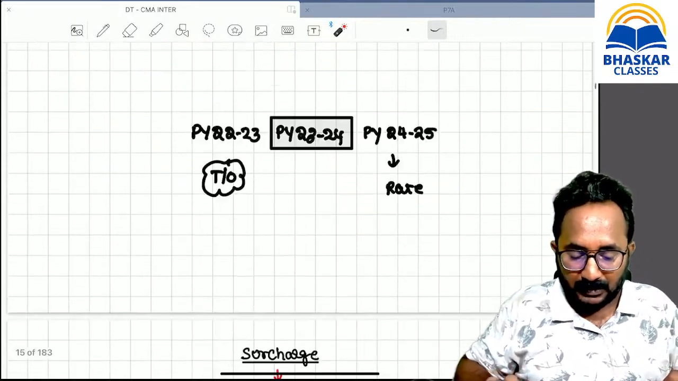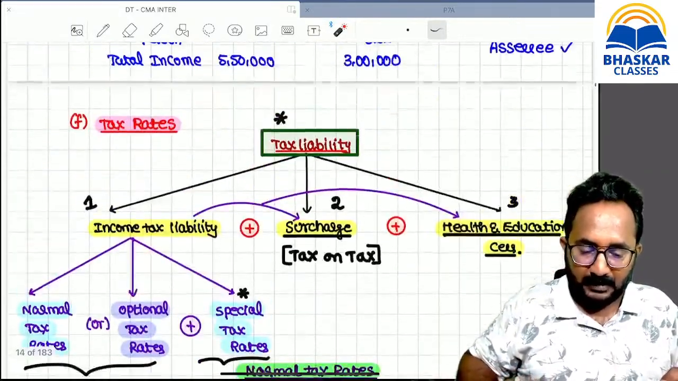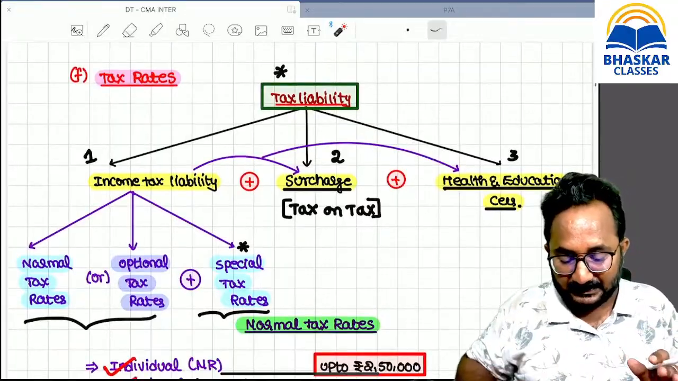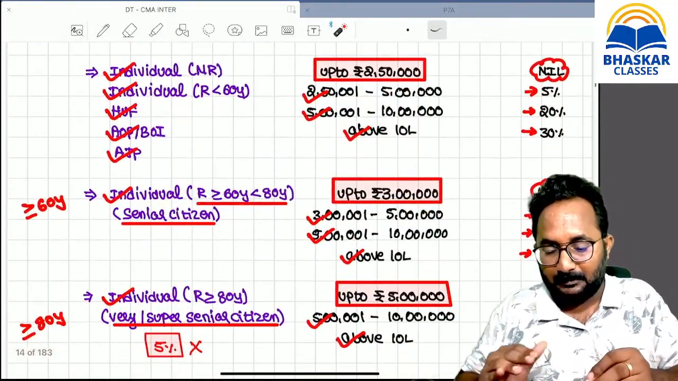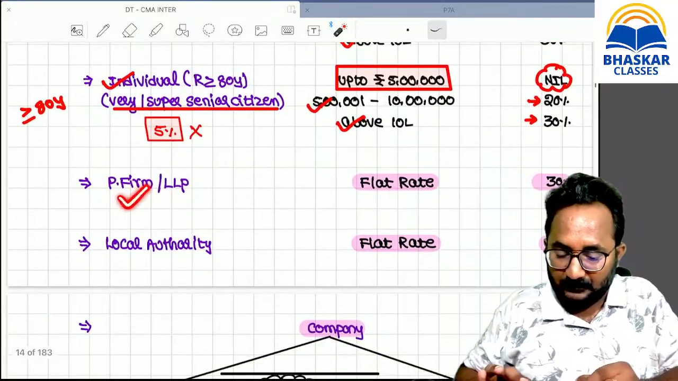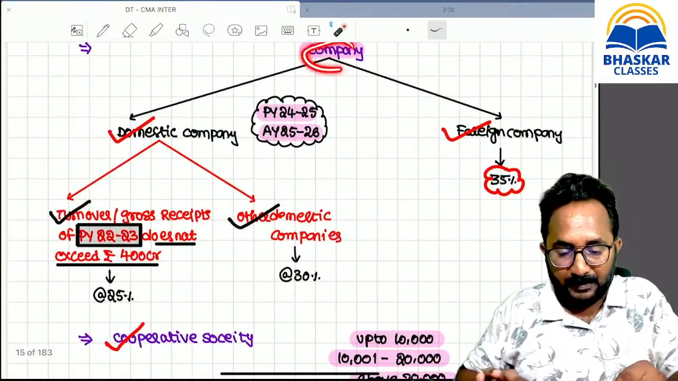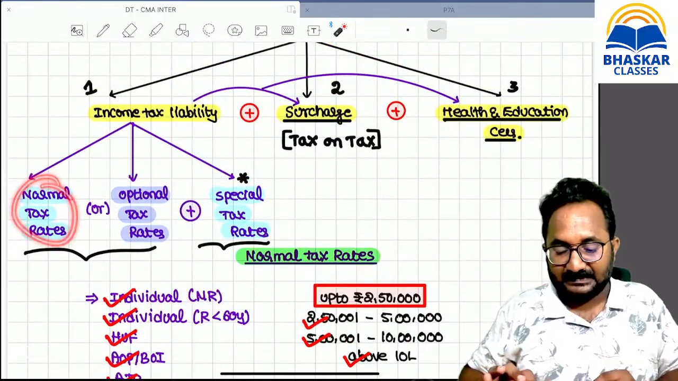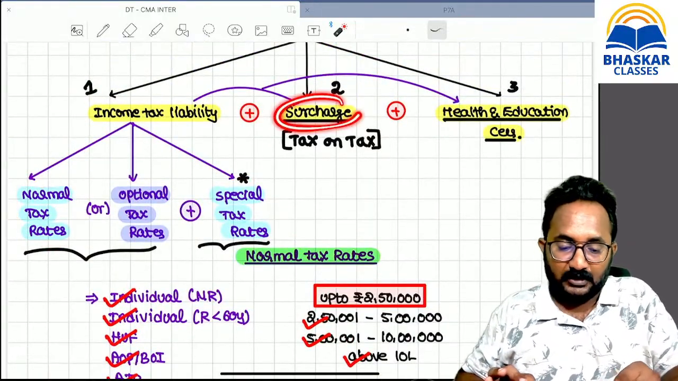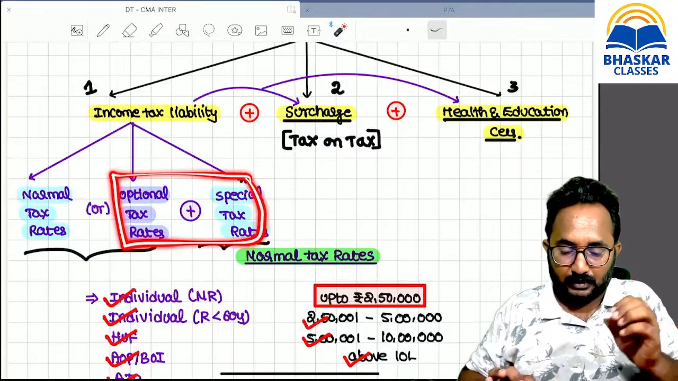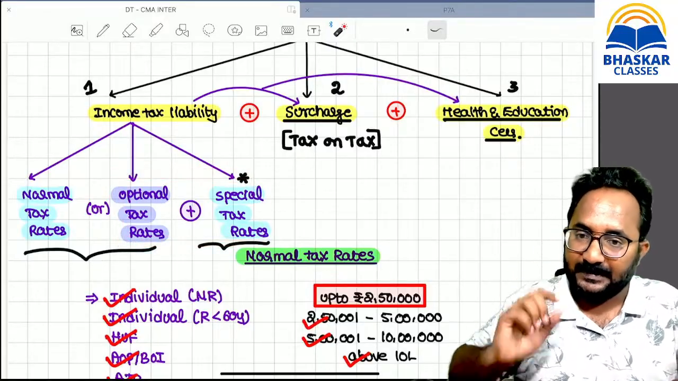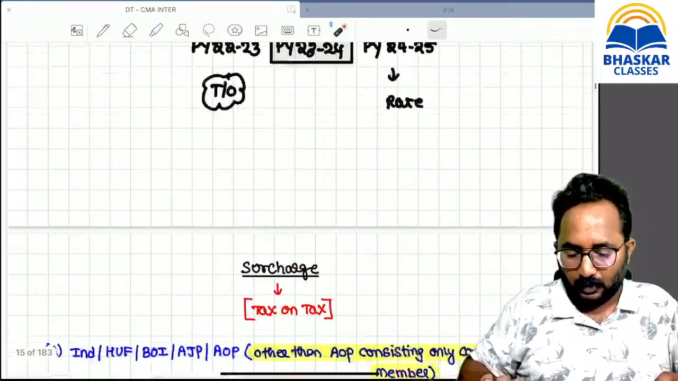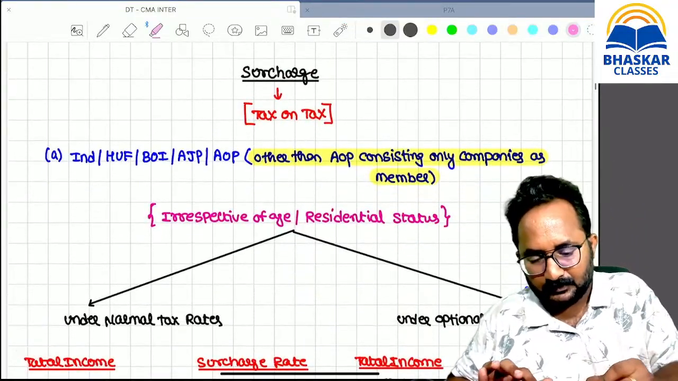Clear, ma, up to normal tax rates, remember? So please give me confirmation about the normal tax rates. Individual, HUF, AOP, BOI, AJP, partnership firm, local authority, company, cooperative society, all persons' normal tax rates are done. Then we can discuss the surcharge first. Then we can come back to the optional tax rates or special tax rates. Now, please go to the discussion of surcharge.